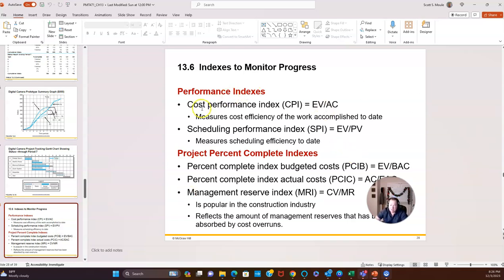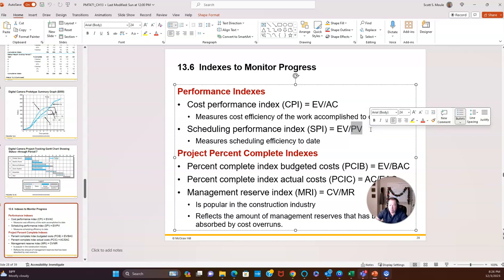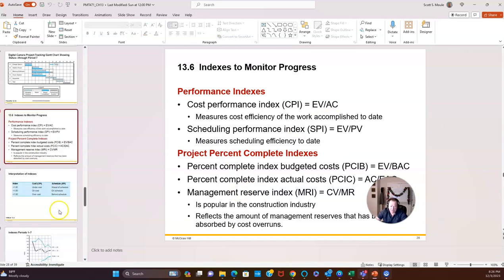So cost, very simply, is how much value have I earned? What have I completed divided by the actual cost? Scheduling, how much have I completed versus what I planned to complete. So these will give you some good indicators on how you're progressing.